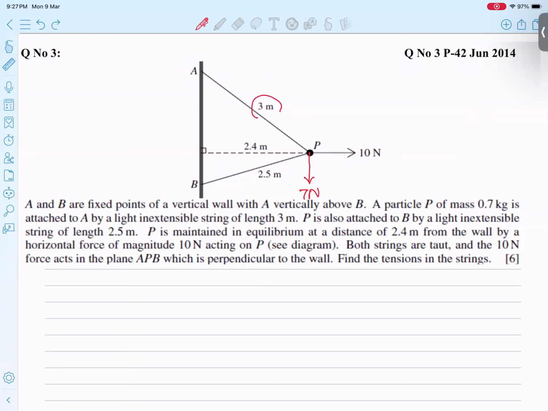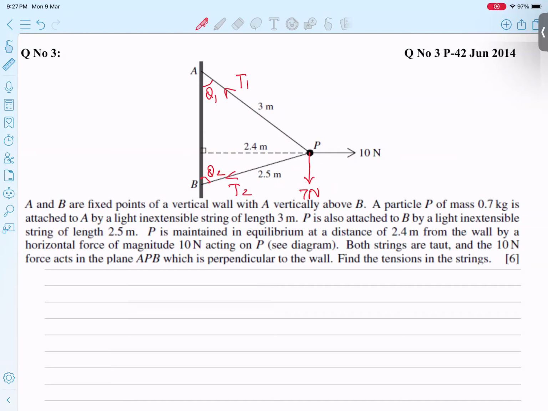The interesting part: if this length and this length are the same, and there is no force like this, then we can say that the tensions are equal. But even if the lengths are equal, when the mass is attached here, the tensions will not be the same, because of this pull downwards. So let's call this theta 1, and this theta 2, and this T1, and this T2.